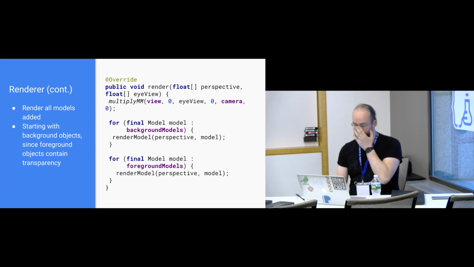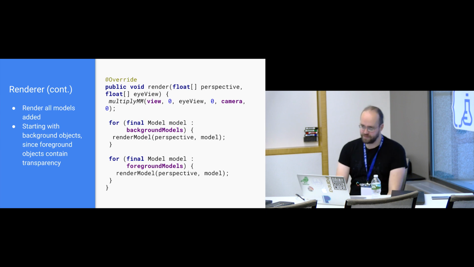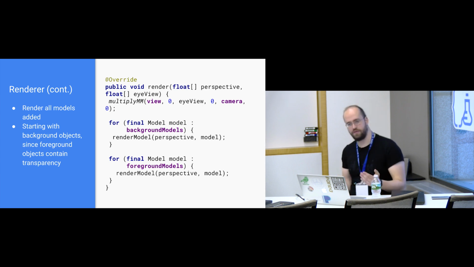And now we get to the heavy-duty method of the renderer, which is render. Render means, okay, I actually want to display all of the objects onto my OpenGL scene. As you can tell, we have two for loops. One goes through background models and one goes through foreground models. The idea is that you separate models with transparency from the models that do not have transparency.